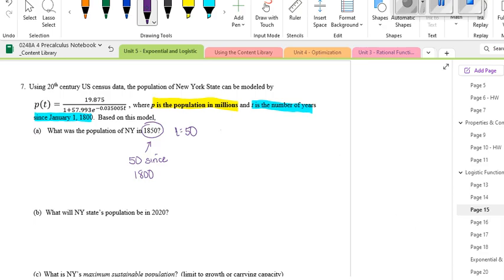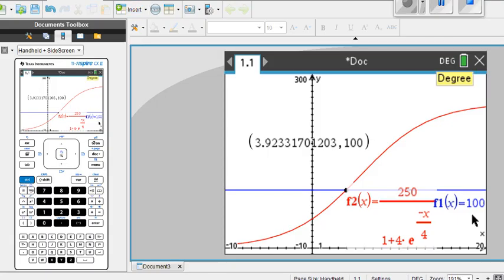So I'm going to evaluate P of t, and that's going to be 19.875 over that long denominator of 1 plus 57.993 times e raised to the power of negative 0.035005 times 50. And this I'm not even going to try to do without the use of a calculator. So I'm headed back to my calculator here.